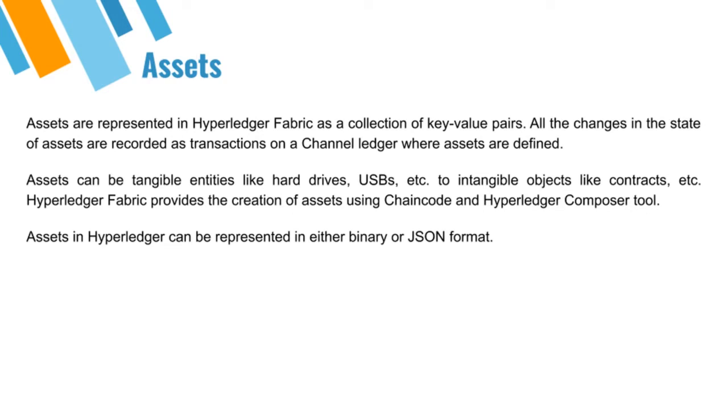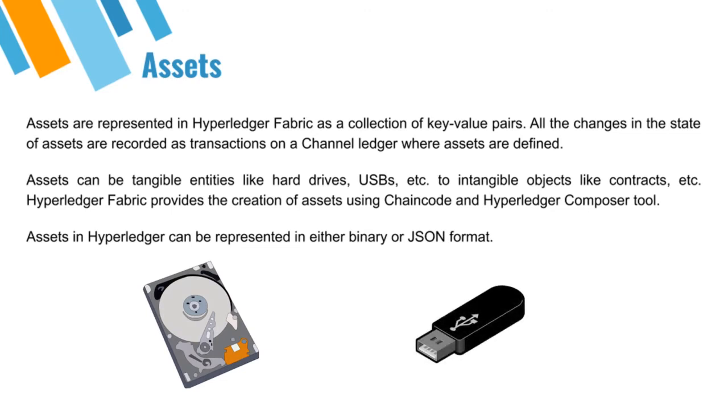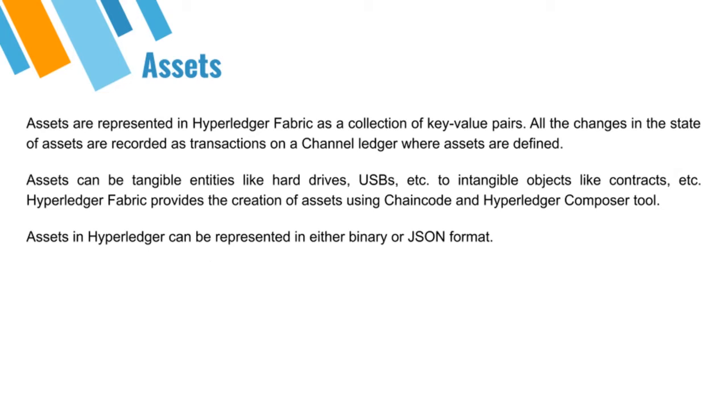Assets inside Hyperledger Fabric are a collection of key value pairs. Assets can be defined as a tangible or an intangible thing. You can define assets as hard drives or USB disk drives, or as intangible objects such as contracts. Hyperledger Fabric provides you with the solution of creating these assets using the chain code and Hyperledger Composer tool. Moreover, each asset in Hyperledger will be represented either in a binary format or a JSON format.